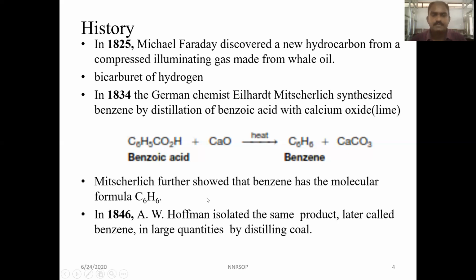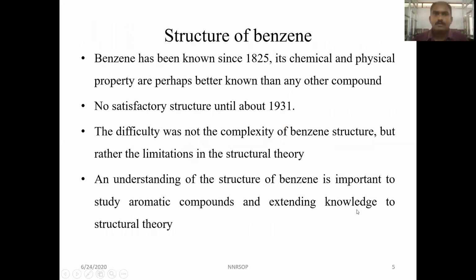In 1846, Hoffman isolated the same compound in large quantities by distillation of coal. Benzene was first identified in 1825. The chemical and physical properties of benzene are better known than those of other compounds. The properties are well known, but no satisfactory structure was found until 1931.